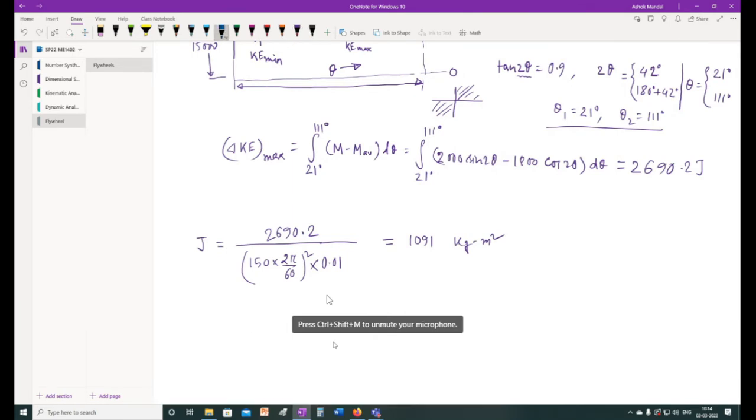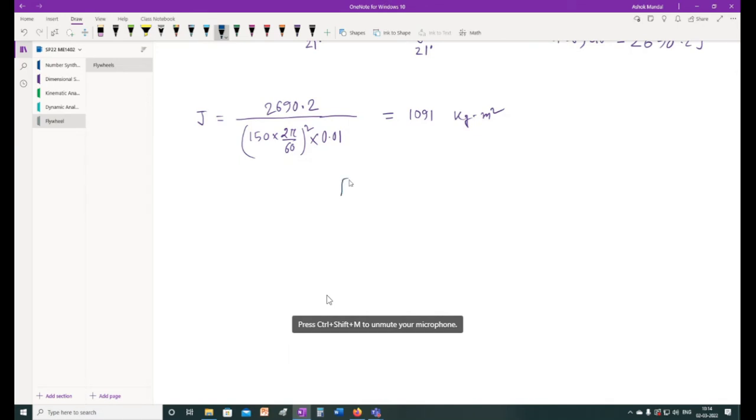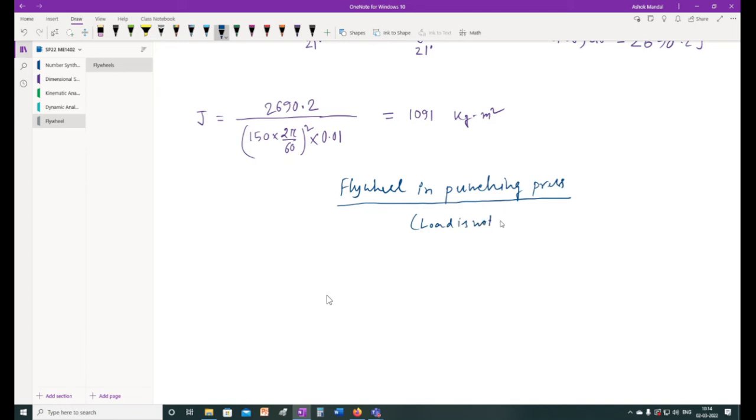Now we'll move to the next topic, that is flywheel in punching press. Punching press, punching machine, whatever may be the topic. Basically, in this case, the load is not constant. On the other hand, the supplied torque is constant. In that case also, for smooth operation, we need a flywheel.